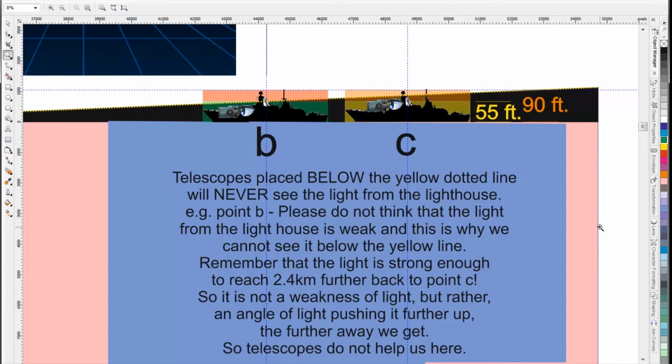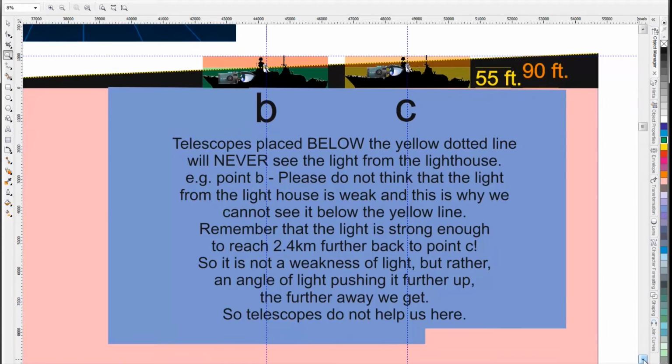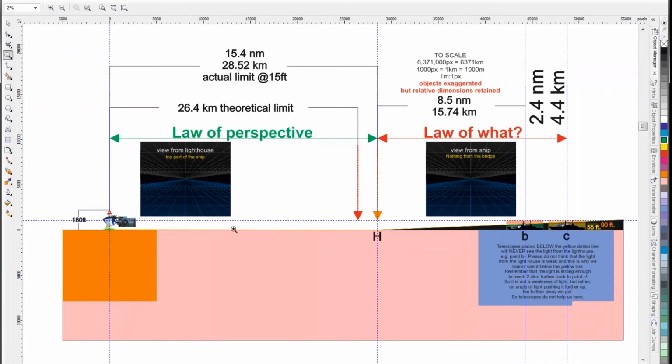For example, point B. Please do not think that the light from the lighthouse is weak, and this is why we cannot see below the yellow line. Remember that the light is strong enough to reach 2.4 kilometers further back to point C. So it is not a weakness of light, but rather an angle of light pushing it upwards, further up, the further away we get. So telescopes do not help us here. It's height that will help us here. We need elevation in order to see the light from the lighthouse.